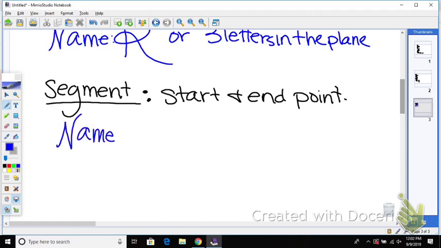And the way that we name a segment, it's a lot like a line. You use 2 letters and just a dash. So a line, what did the dash have on it for a line? Arrows. A segment just has a dash, and it can be something like this: A, B with a dash. That's how you show it's a segment instead of a line.